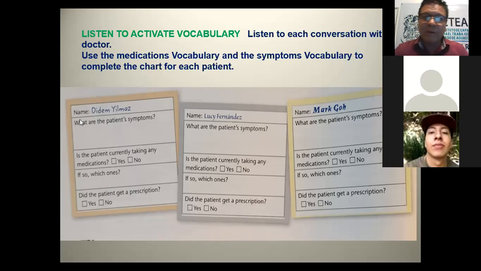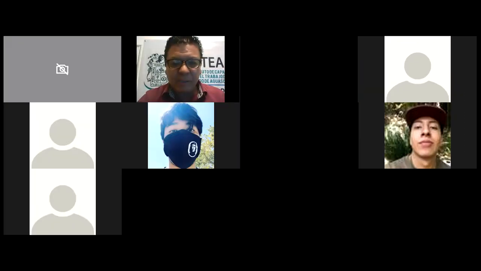Antes de que nos corte, mejor lo vamos a cortar nosotros para escuchar bien, porque si no, así nos va a cortar de tajo. Vamos a conectarnos nuevamente, ¿ok?